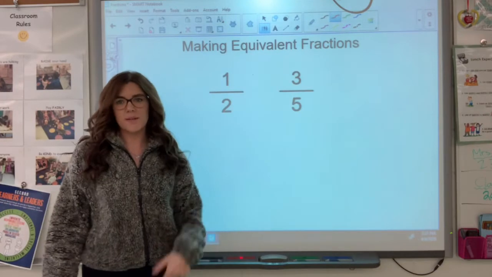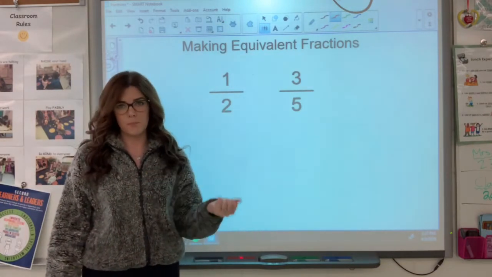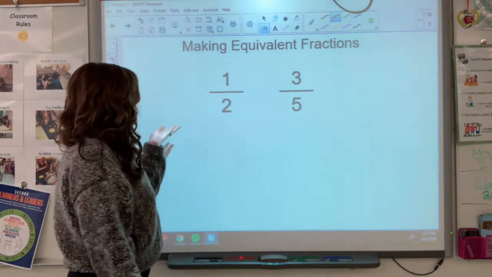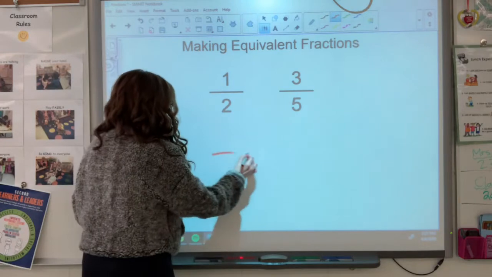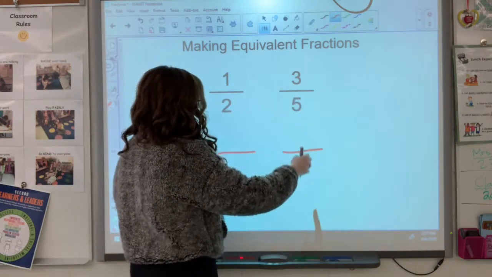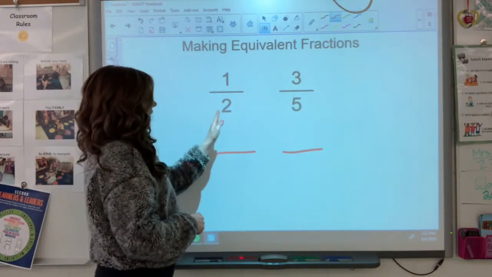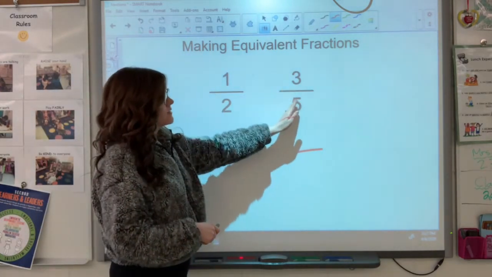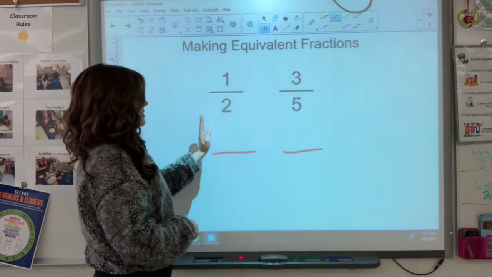Okay, so when you are comparing fractions with different denominators, the way you can do that when you don't have a picture to support you is by making equivalent fractions. What that means is you're going to be creating two new fractions that have the same denominator, okay? So if I have 1/2 and I'm comparing it to 3/5, you need to be doing the same thing to the numerator that you are doing to the denominator.